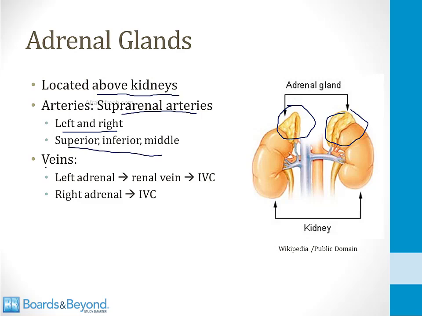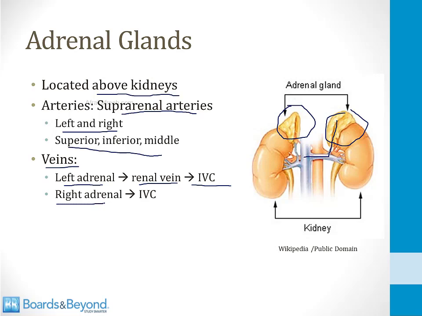The venous drainage is a little bit different on the left compared to the right. On the left side, the left adrenal vein drains into the renal vein, which then crosses the midline and goes to the IVC. In general, venous structures on the left side of the body have a longer course because they have to cross over to the IVC on the right side of the body, and this is true of the adrenal gland as well. It drains on the left side of the body into the renal vein, which then crosses the midline to connect to the IVC.